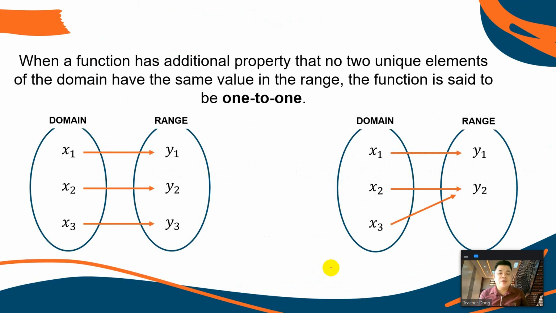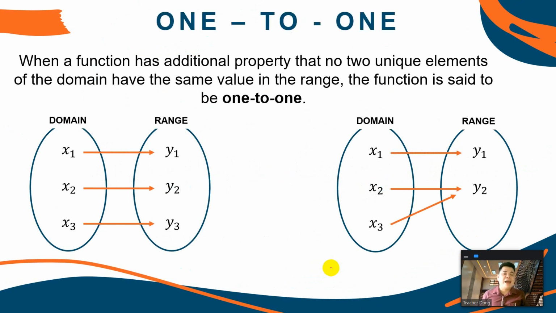Now, when we are talking about inverse function, we have to talk first about one-to-one function because only one-to-one functions can have their inverse. So just like what you are seeing here, when a function has an additional property that no two unique elements of the domain have the same value in the range, the function is said to be one-to-one.